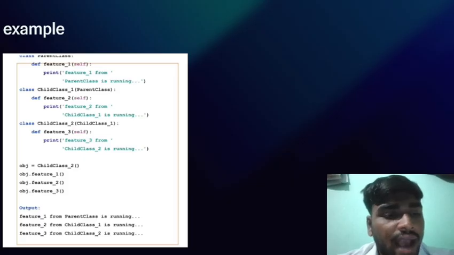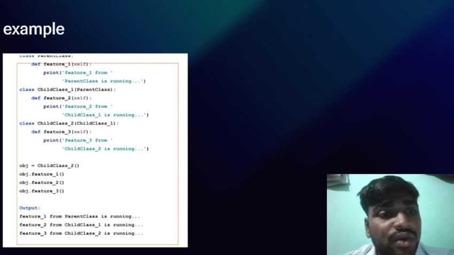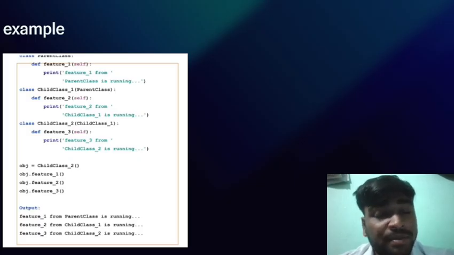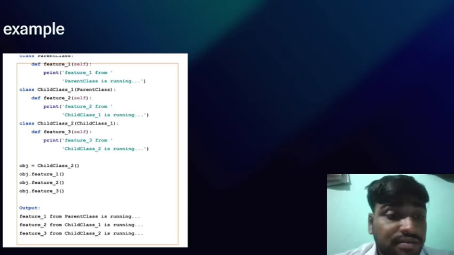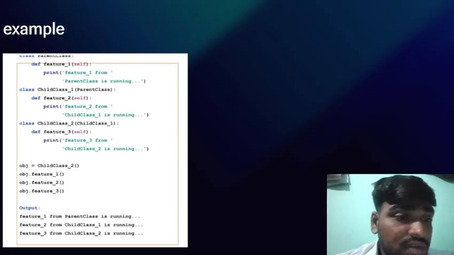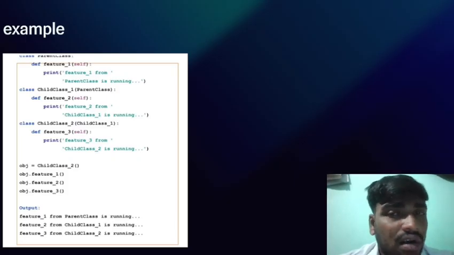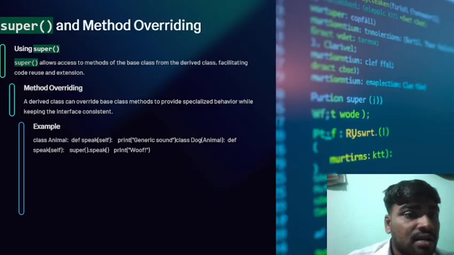The output I got is as shown. When I access feature 1, I get the print statement present in the first parent class. Later when I used feature 2, in this method I got the print statement present in that. All this happens, you can see.